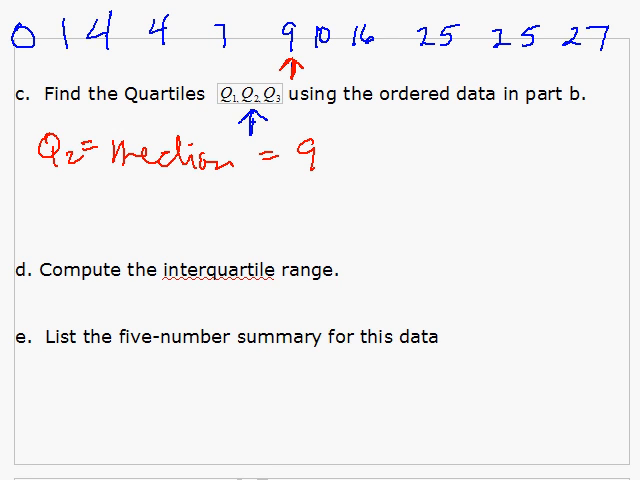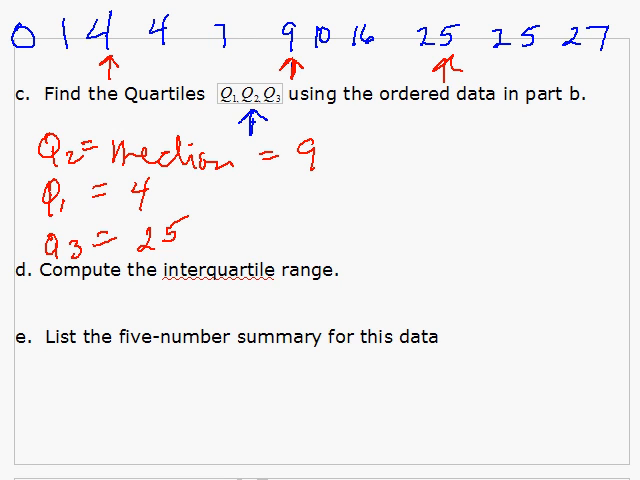For Q1, you look at all the numbers lower than the median, and you find the median of those numbers. So if I've got 0, 1, 4, 4, 7, here's the median for those. So Q1 is the lower median, and that's 4. For Q3, well, you would look here, and you would find a 25.